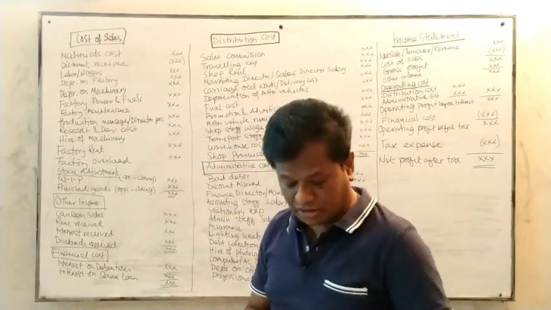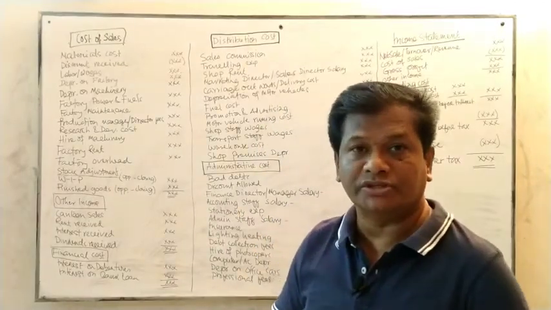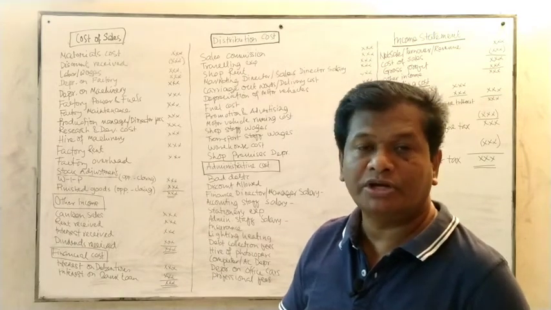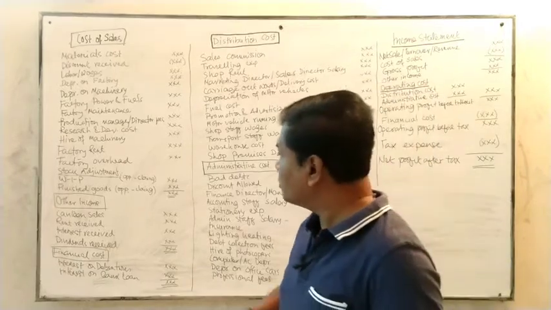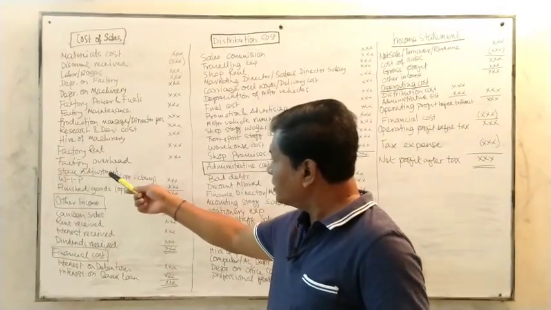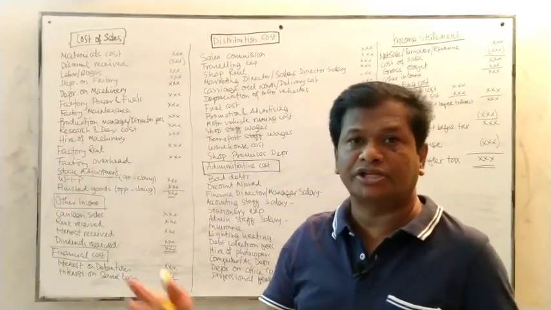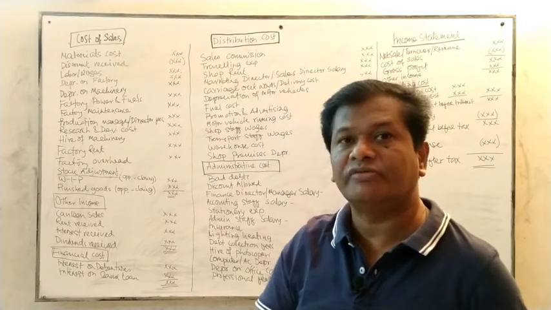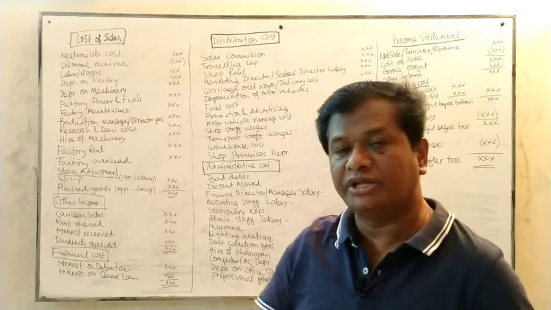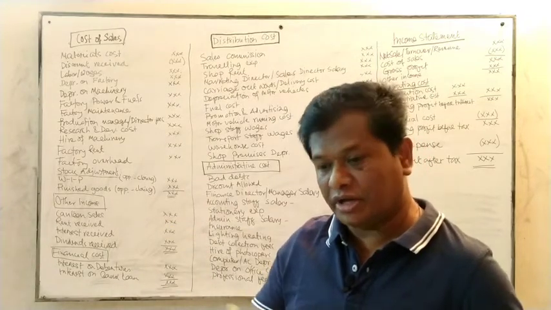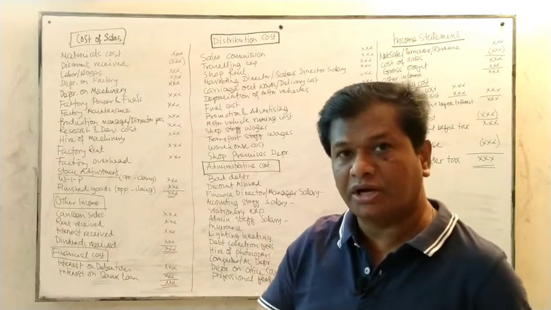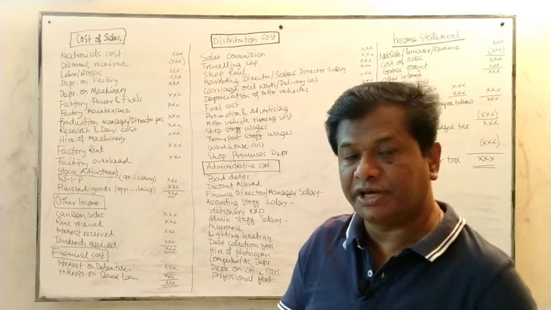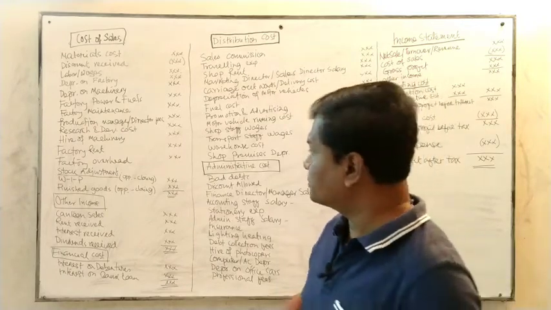Then the factory rent. Maybe you don't have your own factory premises. Sometimes you are hiring some space, and for that you have to pay some rent. This is the factory rent. That is also written over here. Then factory overhead. Any indirect expenses which normally take place in the factory are called the factory overhead. Maybe the packaging, or indirect wages, indirect materials like this. This is the factory overhead. If the factory overhead is there, that is to be written under the cost of sales.